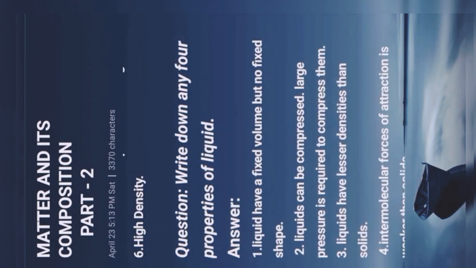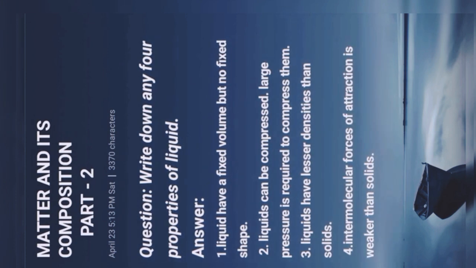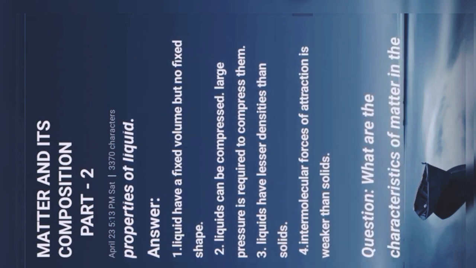Next question type, write down any four properties of liquid. Point number 1: liquids have a fixed volume but no fixed shape. Point 2: liquids can be compressed, but large pressure is required to compress them. Third point: liquids have lesser densities than solids. Fourth point: the intermolecular force of attraction is weaker than in solids.